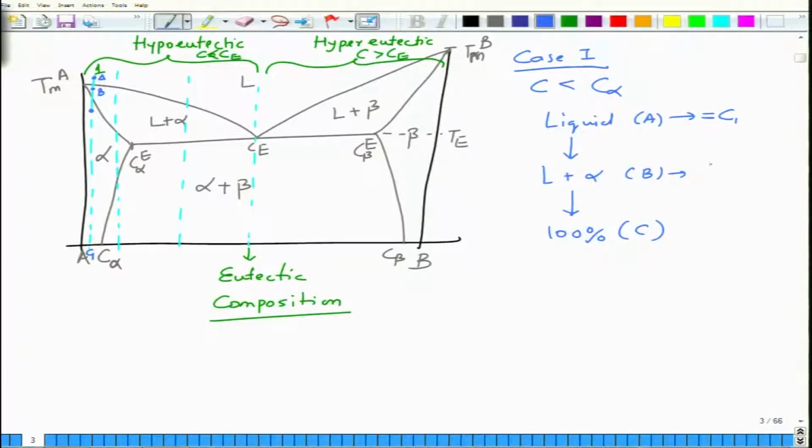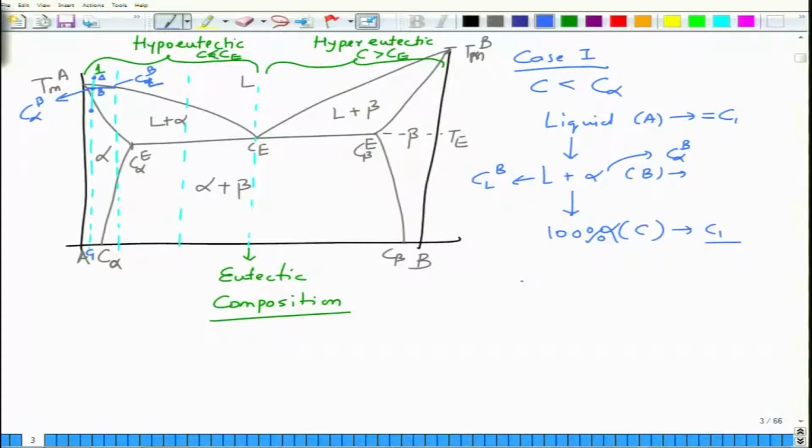At this point you can draw the tie line. So, you will have composition of liquid as C_l^B, and composition of alpha will be C_alpha^B. So this is the tie line that you draw, and finally when you come to 100% alpha, then the composition is same as C1. So, this is how the microstructure evolved.